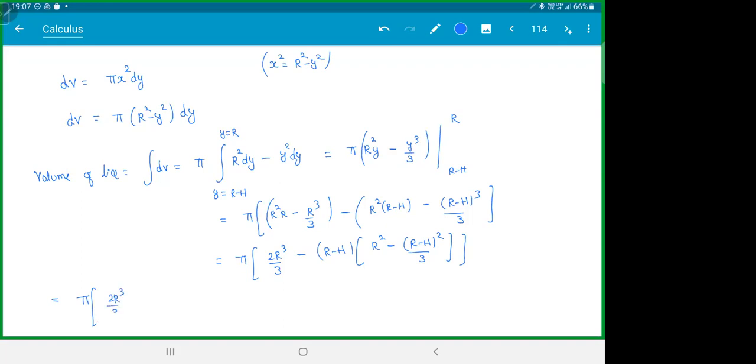So this is 2r cubed by 3 minus r minus h, that would be 3r square minus r square minus h square plus 2r h, by 3. This is boring, right? So that will be 2r square minus h, 2r h. I'm tired.